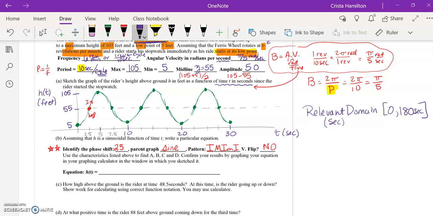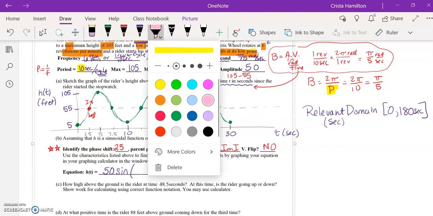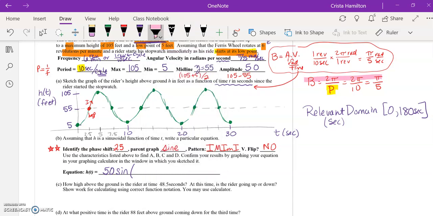So when I go down to write my equation, what's my amplitude? The A is going to be 50. I do not have a flip, so it is not negative. Then we put our sine in and get the B value. I already did the work up here for the B value; our B was pi over 5. That's why we do a lot of pre-work. So we put in pi over 5 times t, our variable, since it's h of t, minus my phase shift of 2.5, and then my midline was 55. That would be an equation that I can use.